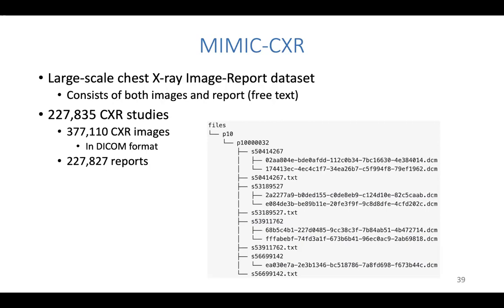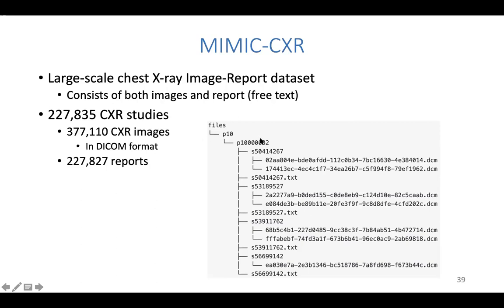So as far as I know, this is the only large-scale dataset which contains both images and free text notes. So it's a very attractive dataset for doing multimodal learning. It consists of about 227,000 studies. I'm saying studies because each study has corresponding notes. It is missing some notes, but basically each study could consist of one image, or two images or three images, but it always comes with a single note.